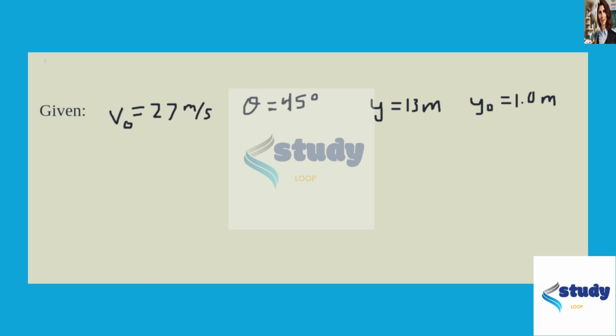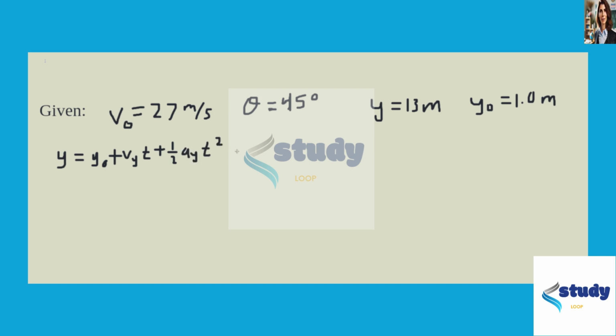So I wrote down what we were given here. We're given v naught, we're given theta, we're given the height of the building, y is 13 meters, and we're told that you start 1 meter off the ground. So using that, we could probably solve for t because we have an equation that has all these values in it. y is equal to y naught plus v of y times the time plus 1/2 times the acceleration in the y direction times the time squared.